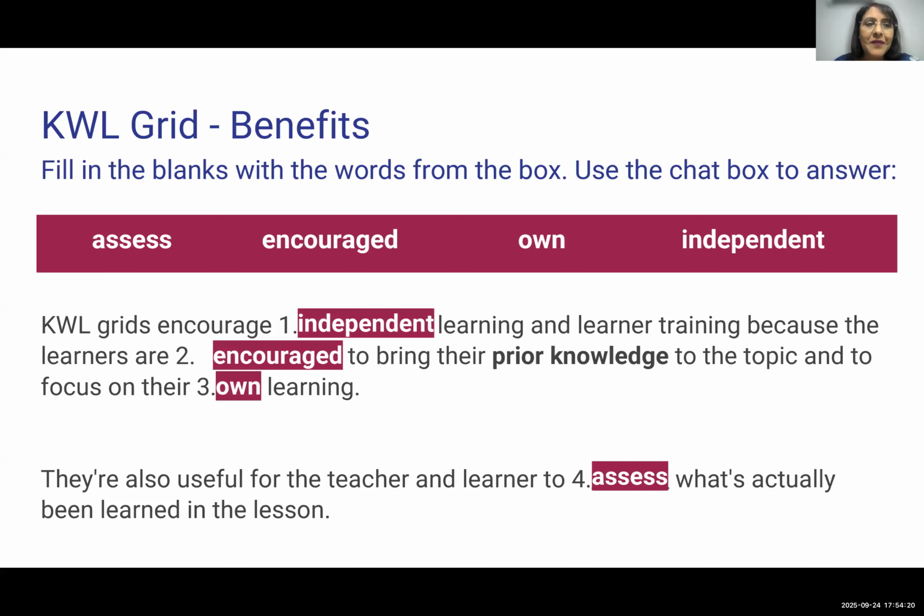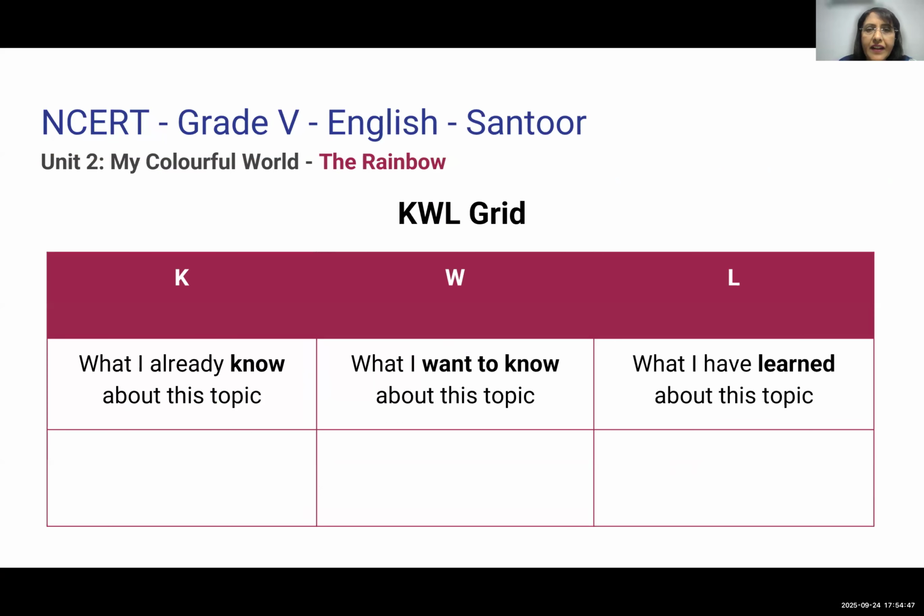All right. So the first one is independent, encourage. Yes, you marked very well. Own and assess. So they are also useful for teacher and learner to assess what's actually being learned in the lesson. All right. Now let's relate this activity with a chapter from one of the English textbooks. I have taken the example from the primary section just for the sake of simplicity.